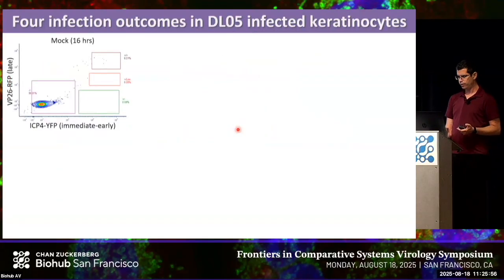And this is what it actually looks like. So these are uninfected cells. Here on the x-axis is the early protein, and on the y, the late. Uninfected cells don't express viral proteins.